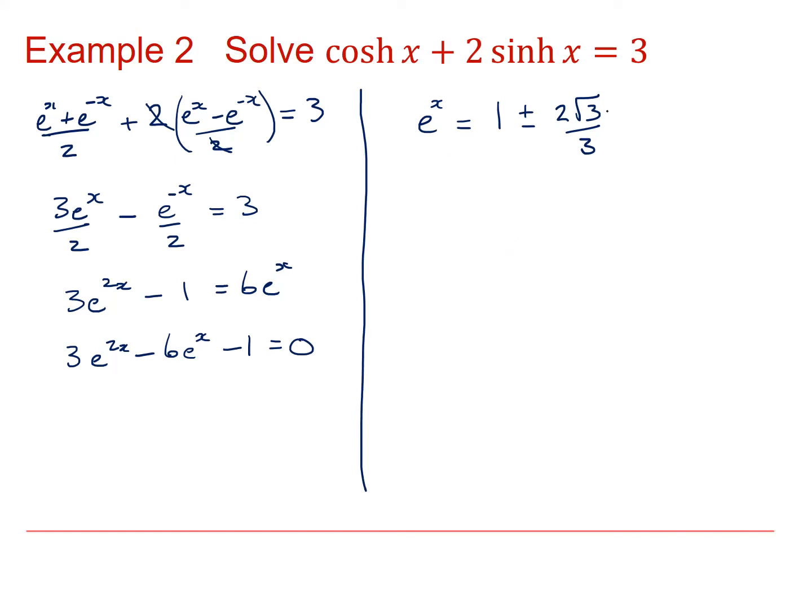Now we need to do a little bit of a sense check here because we know that e to the x has to be greater than 0, and this 2 root 3 over 3, well, that's about 3.4 on the top, 3 on the bottom, so it's going to be bigger than 1. 1 minus this number could be negative, so I'm going to drop the minus sign because I can't have e to the x being less than 0. And therefore x is equal to just one solution, the log of 1 plus 2 root 3 over 3.